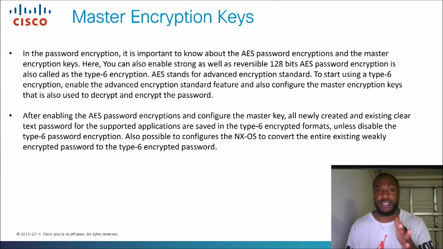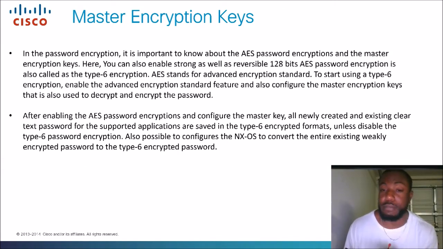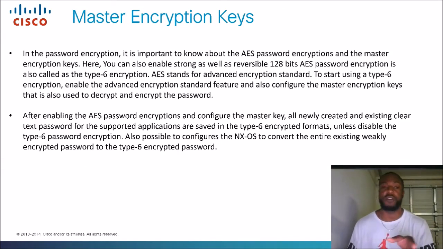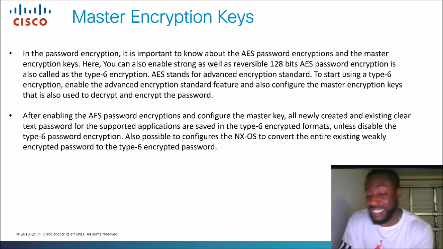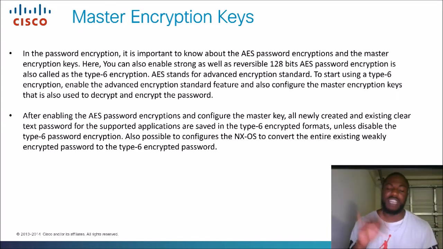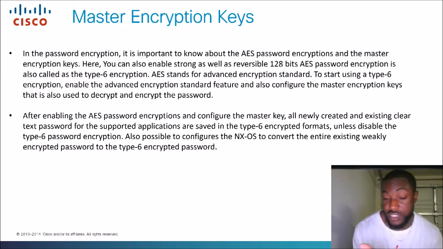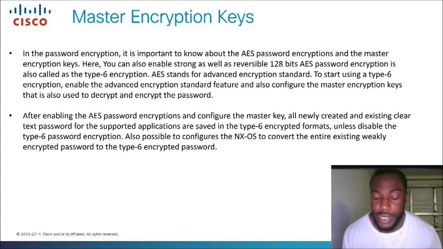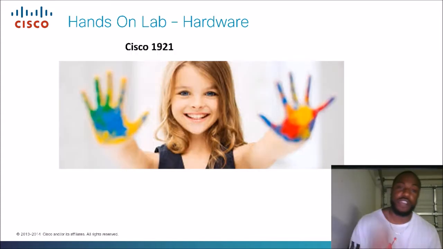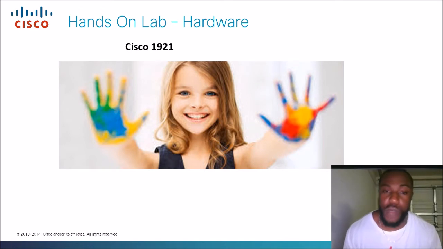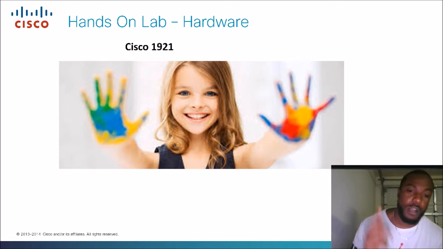Now, the third method is master encryption keys. This is kind of out of scope of the exam, so this is more of a CCNA Security topic. I'll leave a link in the description below for more information on that. If you want to read this, pause or freeze frame it. And I'll probably go over it real quickly on the router. So let's fire up the Cisco 1921 router and go a little bit over password encryption.